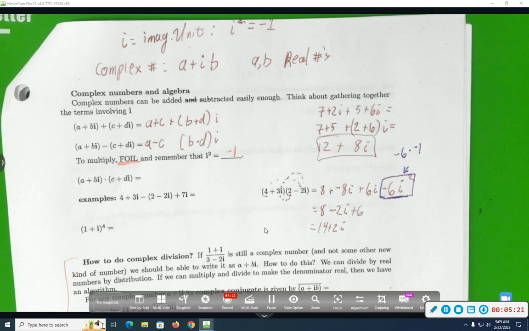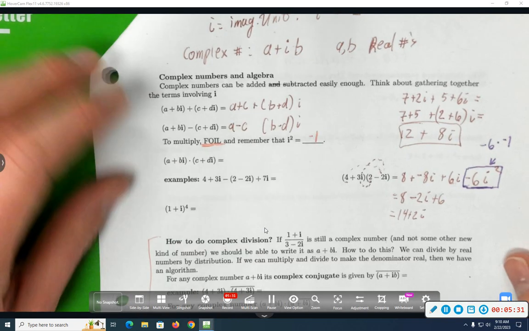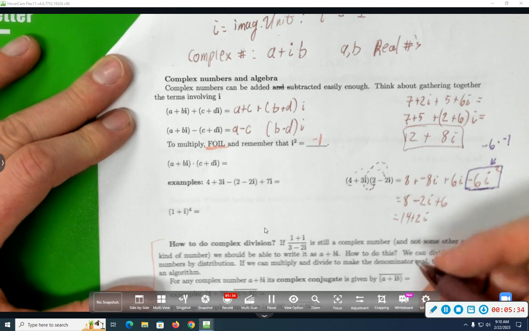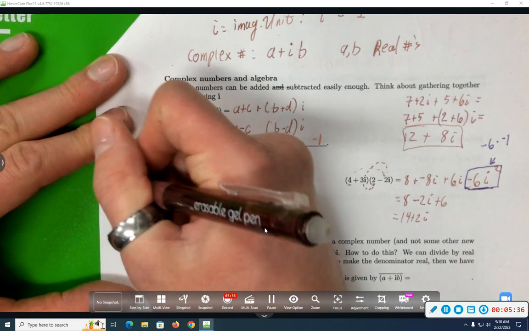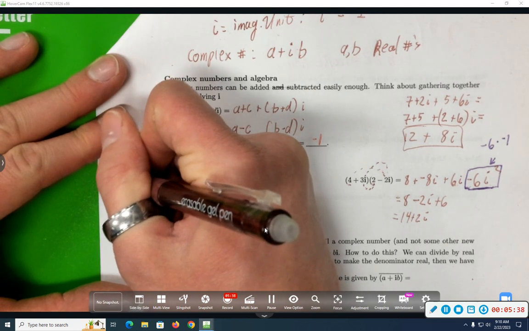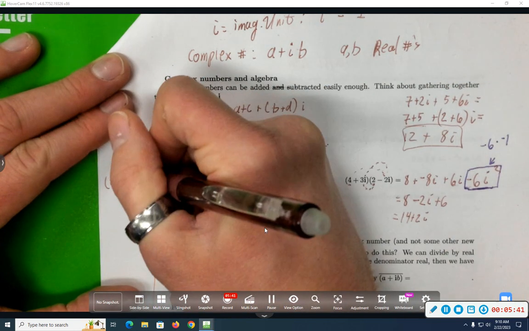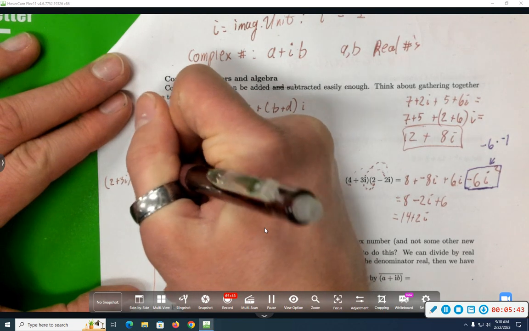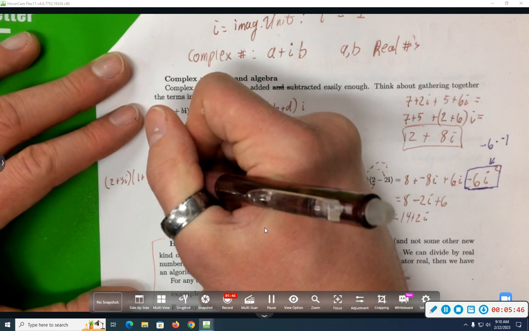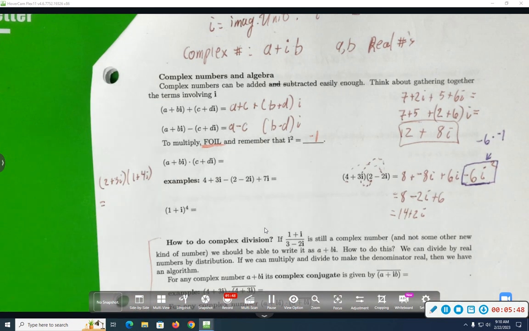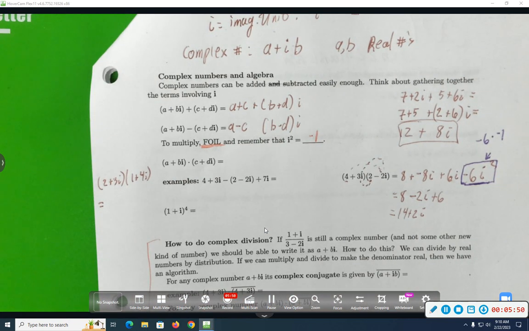Nice. So I think I want to pause for a moment and have you do 2 examples on your own just to make sure ideas are cemented. How about this? 2 plus 3i times 1 plus 4i. And you know what? That's good enough. Compute that for me. Tell me what you get.